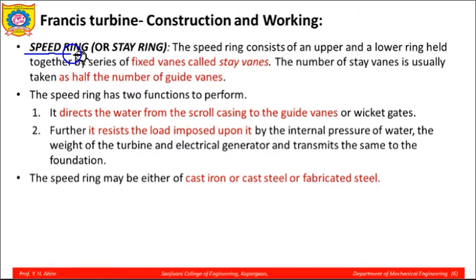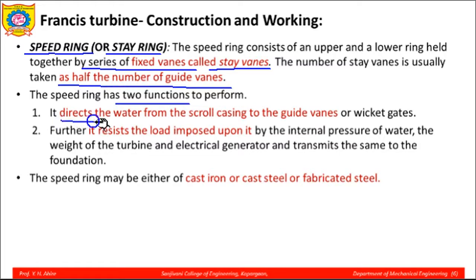The next element is the speed ring or stay ring. The speed ring consists of an upper and a lower ring, which are held together by a series of fixed vanes called stay vanes. The number of stay vanes is usually taken as half the number of guide vanes. Stay vanes have two functions.